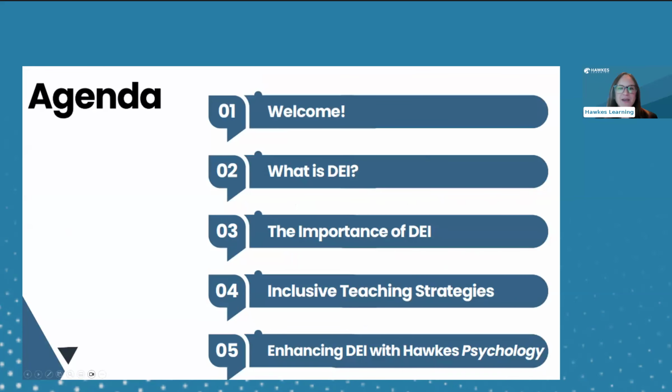Okay, so we're going to review our agenda. First, I'm just going to do a little welcome, introduce myself, share some contact information. And next, we're going to focus on what is DEI. We're going to define it, diversity, equity, and inclusion. We're going to talk about the importance of DEI in a psychology classroom. And once we have a background about DEI, we're going to talk about some inclusive teaching activities that can be used in your classroom. And at the end, we're going to dive into our new Introduction to Psychology second edition and review practical methods for enhancing DEI using Hawks teaching materials.